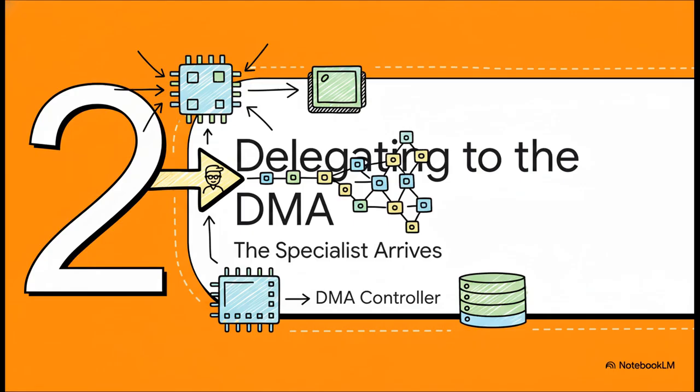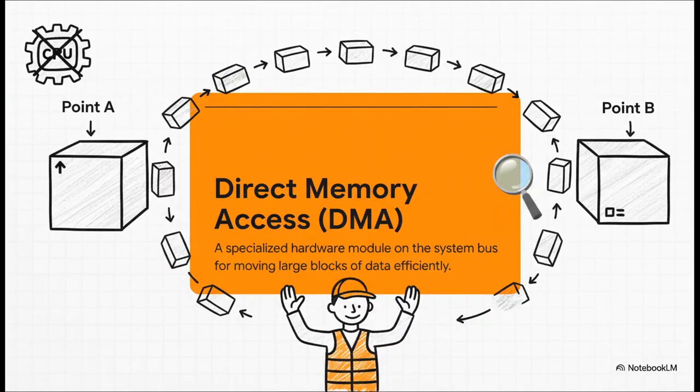Well, we do what any smart manager does. We bring in a specialist, and this is exactly where direct memory access comes into play. DMA is a separate, dedicated piece of hardware. The best way to think of it is like a highly skilled logistics manager that lives inside your computer. It has one job, and one job only: moving big chunks of information from point A to point B, all without bothering the boss, the CPU.